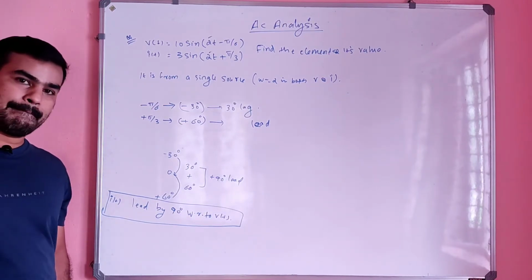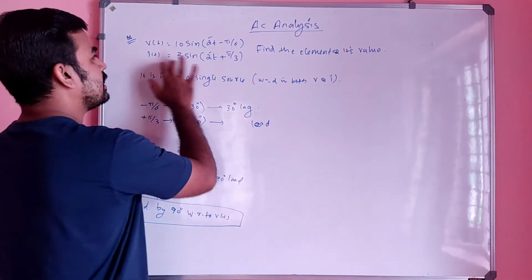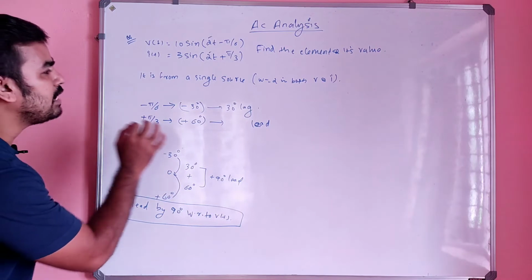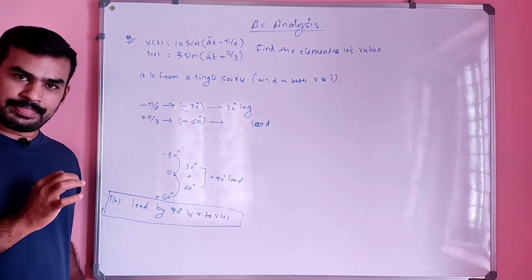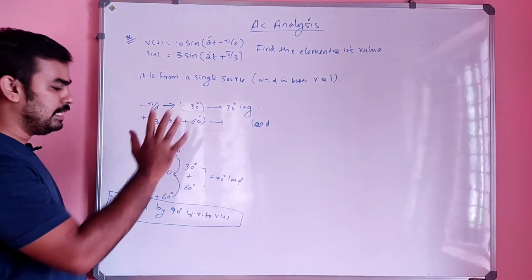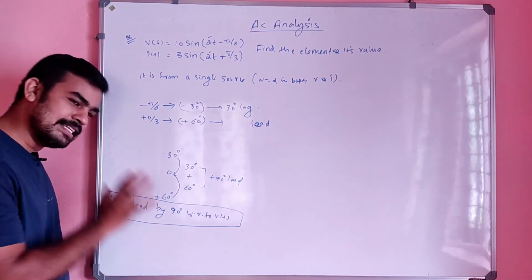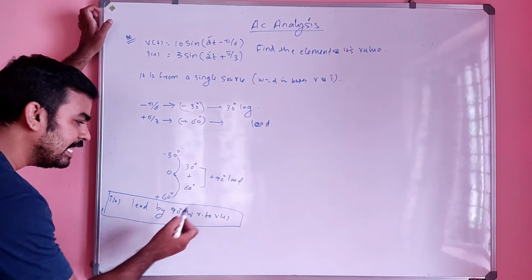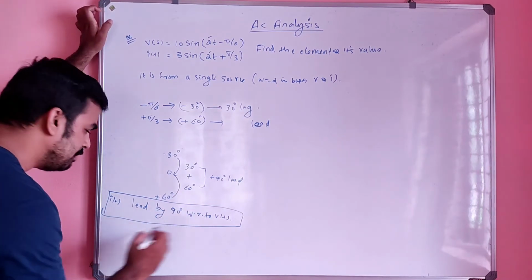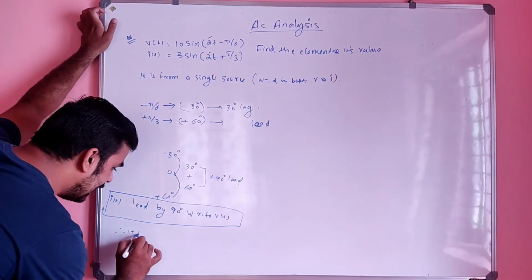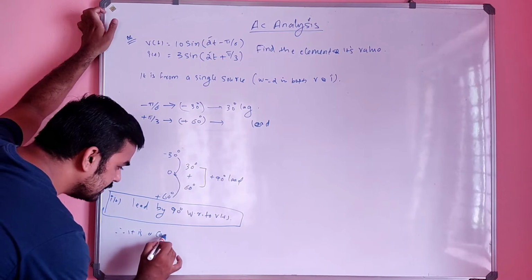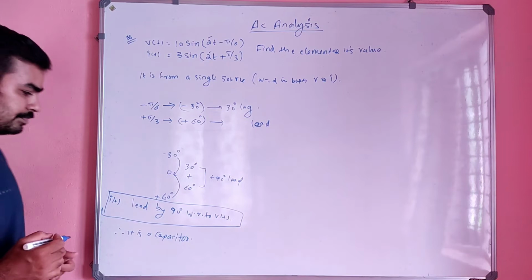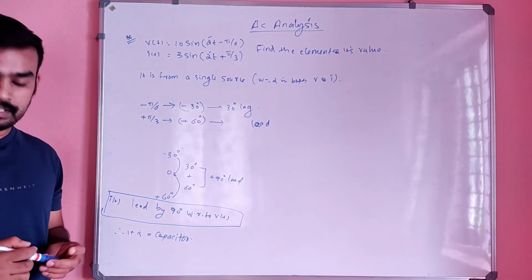That is the concept. That means the current I of t will be 90 degrees leading with respect to V of t. So what is the element? In what element does this actually happen? I will say it is nothing but I of t leading by 90 degrees with respect to V of t, which means it is a capacitor. Is it correct?